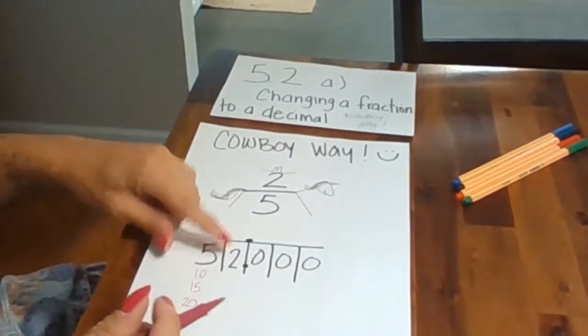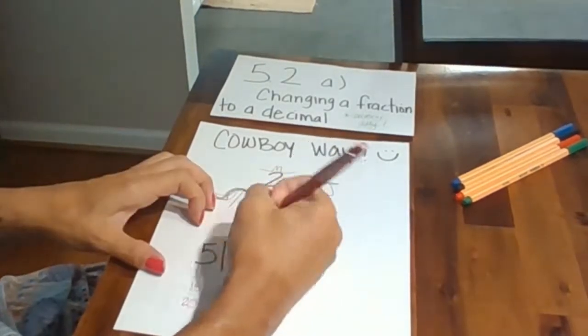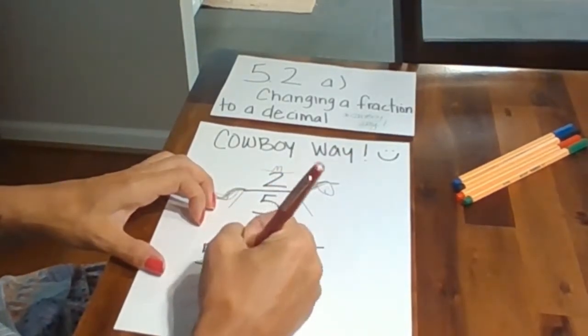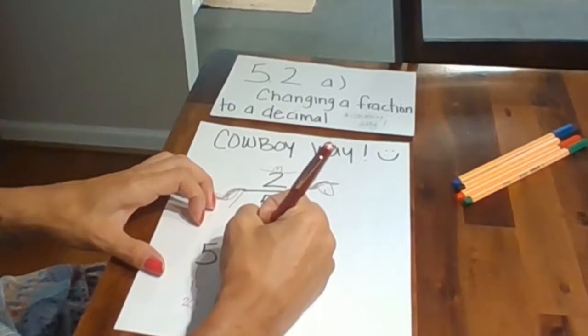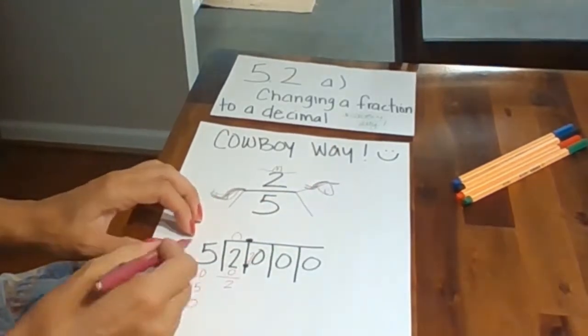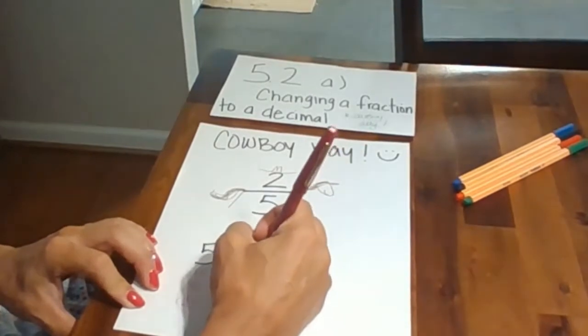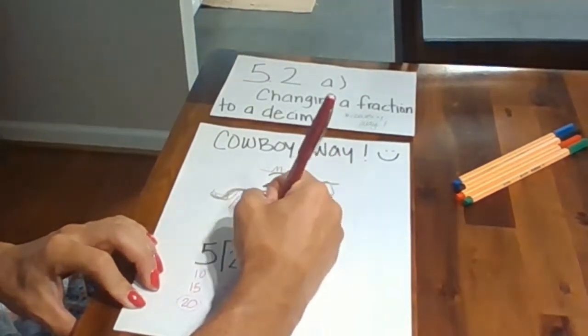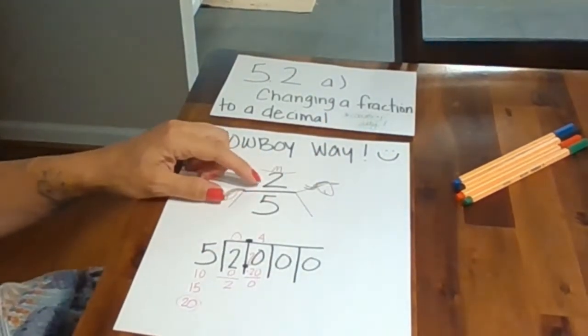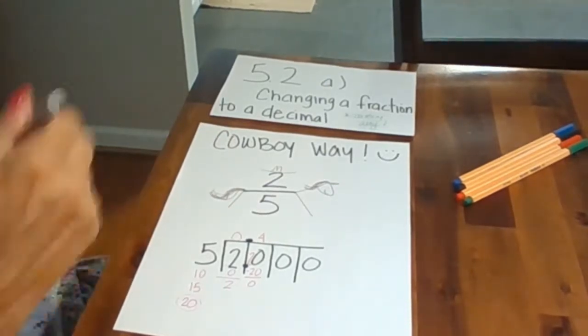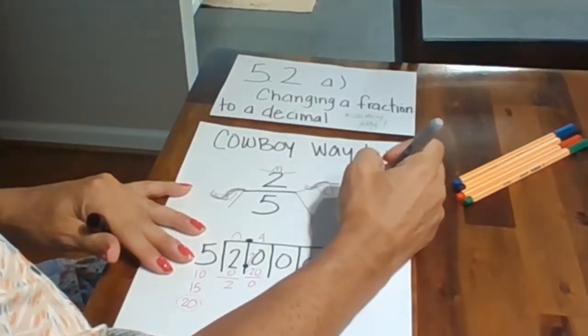I see that 5 cannot go into 2. Take my 2, bring it up here. 5 will go into 20. What you circle is what you subtract. So 2/5 is the same as 4/10.